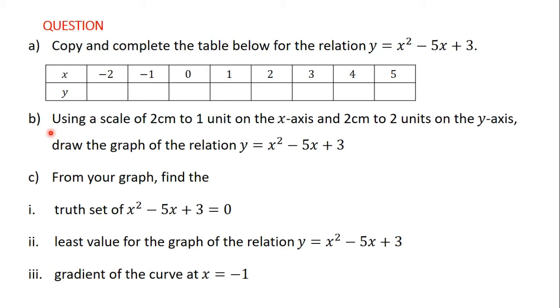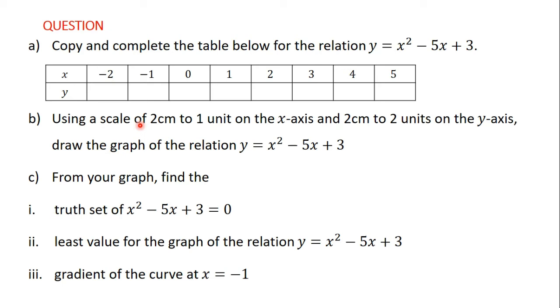The B part of the question says that using a scale of 2 centimeters to 1 unit on the x-axis and 2 centimeters to 2 units on the y-axis, draw the graph of the relation y is equal to x squared minus 5x plus 3. Then the C part says that from your graph, find (i) the truth set of x squared minus 5x plus 3 is equal to 0, (ii) the least value for the graph of the relation y is equal to x squared minus 5x plus 3, and (iii) the gradient of the curve at x is equal to minus 1.